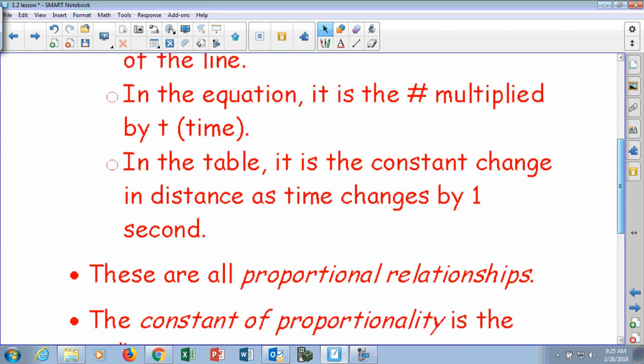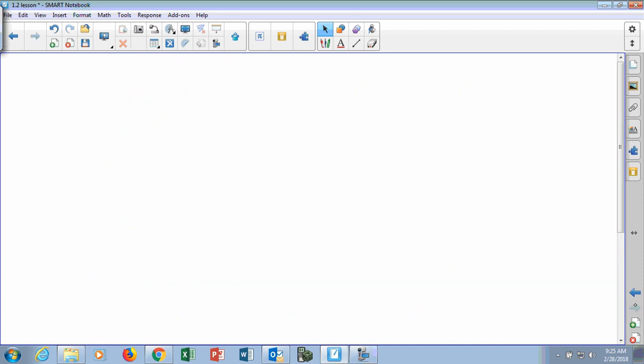And then, that's it for 1.2 notes. We do have homework, and I will write it on the board for you. We'll have the rest of the class time to do that today, and it will be due tomorrow.